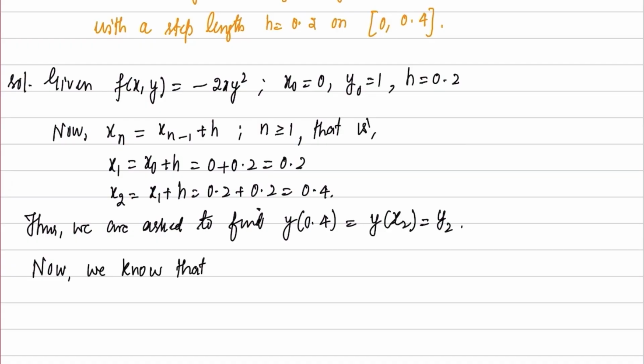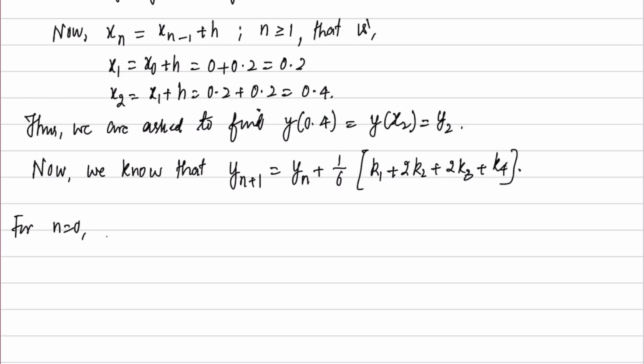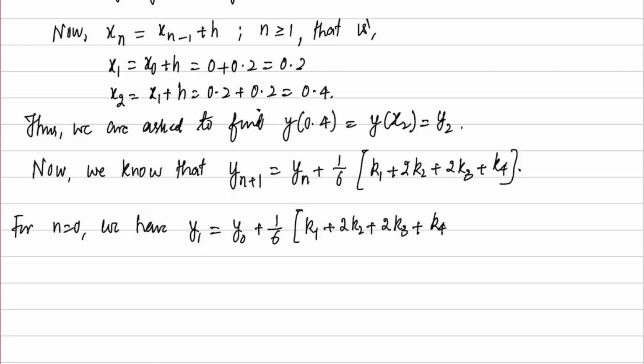We know that we have the formula from the Runge-Kutta method. It is y_{n+1} equal to y_n plus 1/6 (k1 + 2k2 + 2k3 + k4), where k1, k2, k3 and k4 are defined here. For n equal to 0, we obtain the value of y1. We obtain y1 equal to y0 plus 1/6 (k1 + 2k2 + 2k3 + k4). Now we shall calculate these ki's one by one.